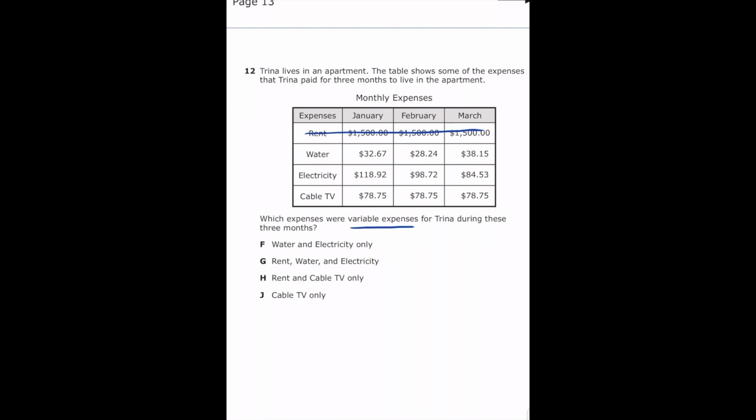Water changed, okay? So water is gonna be a variable expense. Electricity also changed, so that is a variable expense. And then cable TV stayed the same, so we're gonna mark it out. So we should have an answer choice with just water and electricity, and that's gonna be letter F.